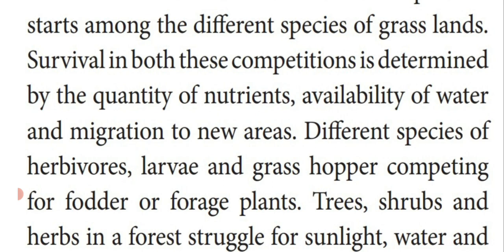Another example is also there. Different species of herbivore, that is plant-eating animals, larvae, young ones of insects, and grasshopper, basically. These three organisms are competing for fodder, food material, or forage plants. Forage plants means grazing the plants. This is the animal which is present in the particular environment, competing with each other, in which they are having the common food material.